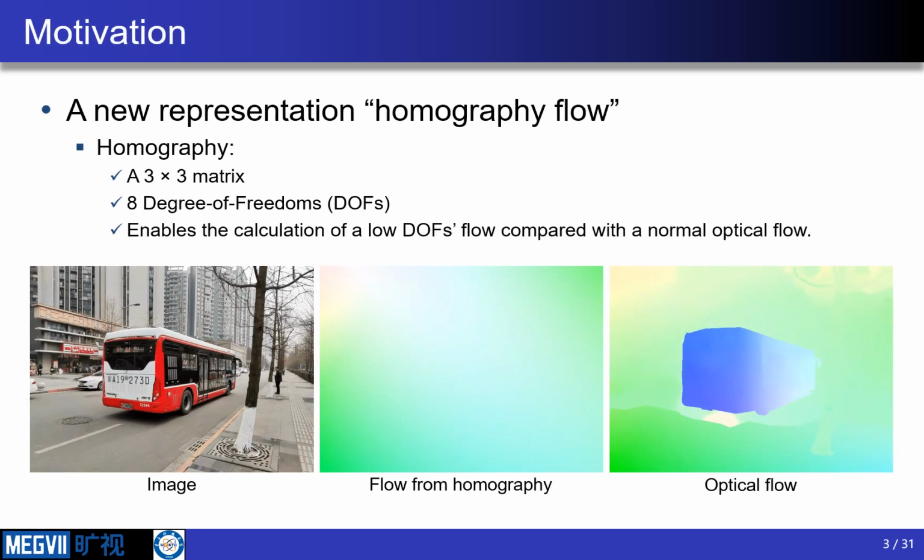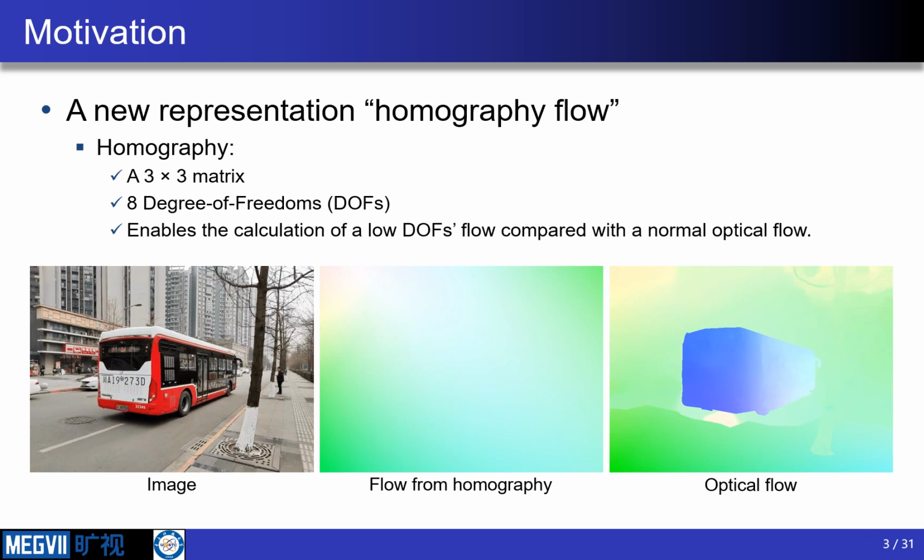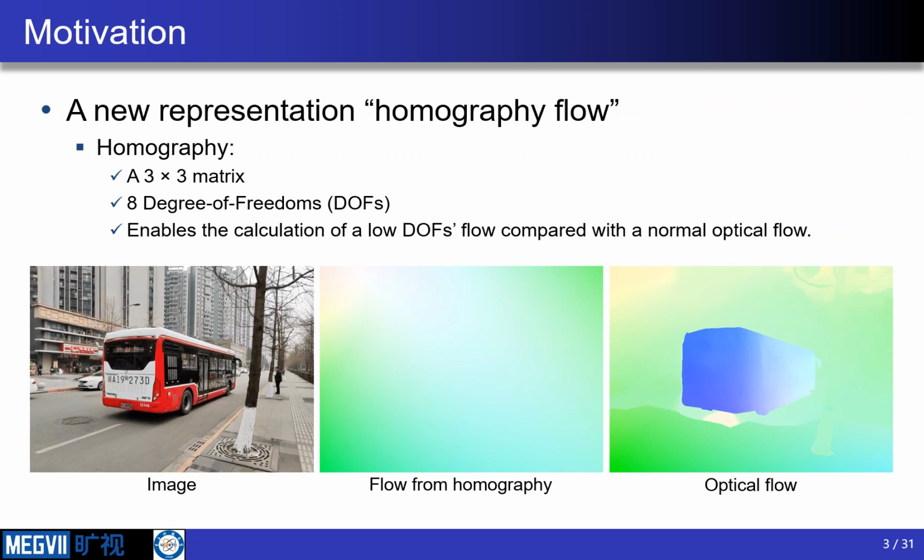As the GIF shows, there is a moving bus in the unaligned frames. Given the image coordinates, a homography matrix can be converted to a flow map by transforming the image coordinates and minus their original positions. The flow calculated from homography only describes the parallax of the dominant plane, while optical flow depicts every pixel's motion between two frames.